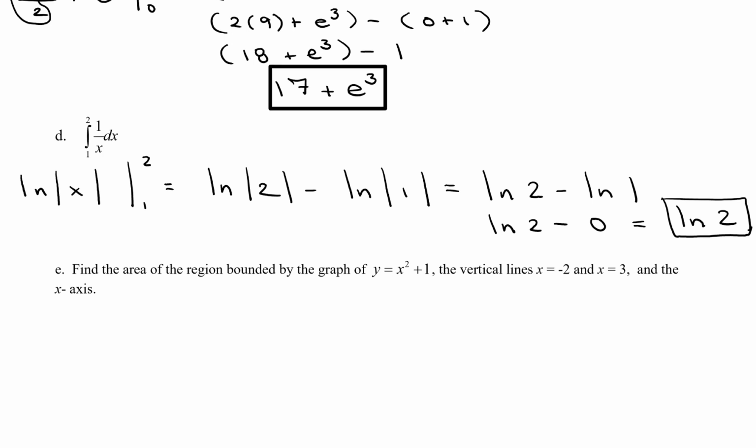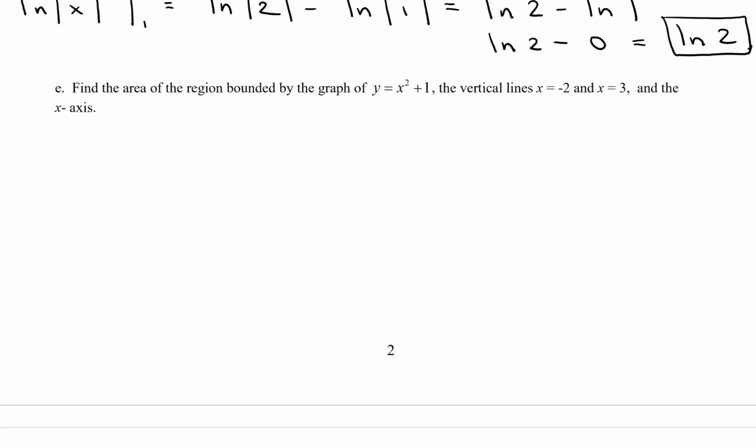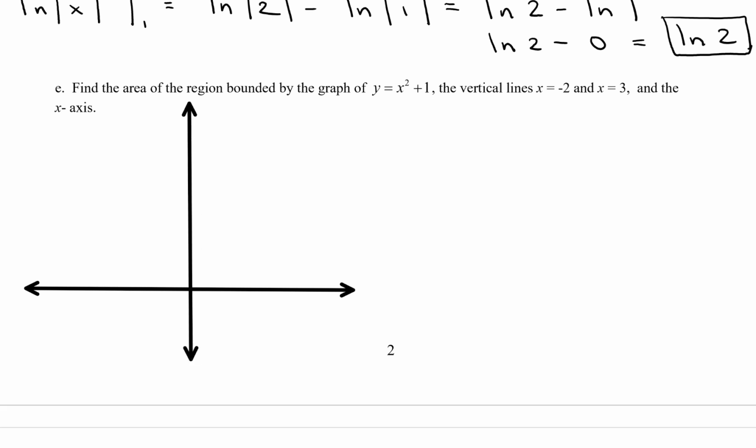Okay, example E. Find the area of the region bounded by the graph of y equals x squared plus 1, the vertical lines x equals -2 and x equals 3, and the x-axis. Let's begin by drawing a sketch here of this region. I'm going to draw a coordinate plane here, and once again, this is a sketch. So this is going to represent my horizontal axis, or my x-axis right here, this horizontal line. And now I'm going to draw a vertical axis to represent the y-axis.